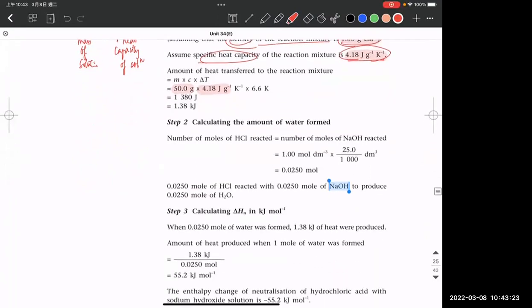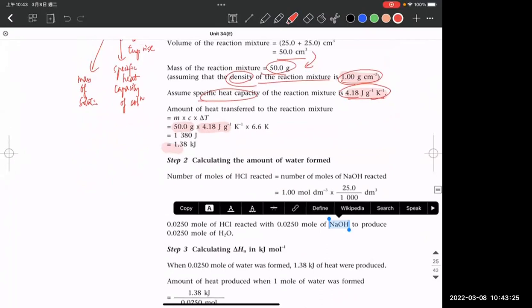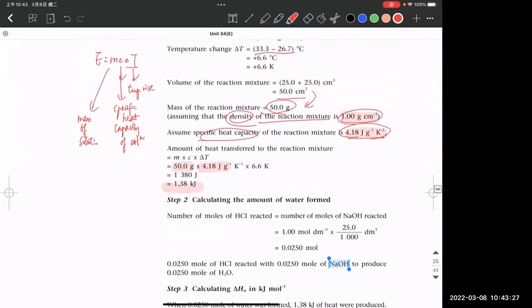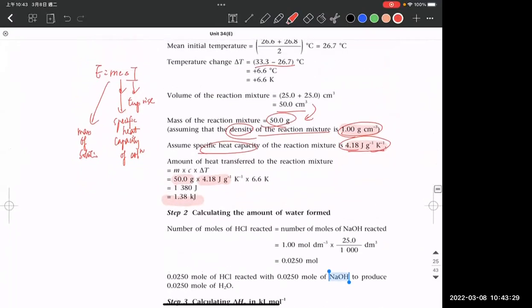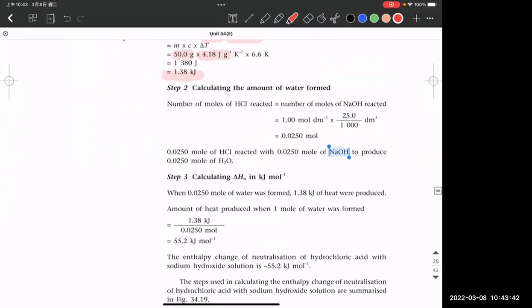So what you finally calculate here is just the heat released. And remember, because of the enthalpy terms, you need to mark it per mole. You have to calculate how many moles of water can be formed from this reaction.